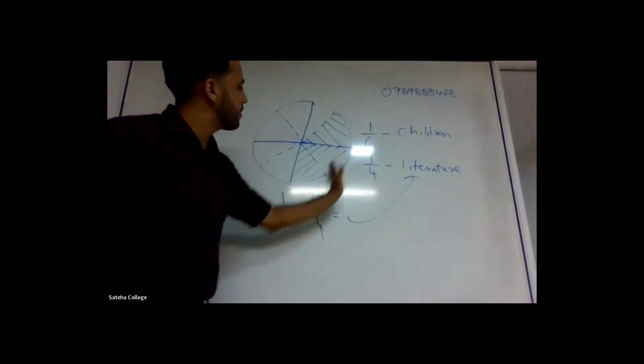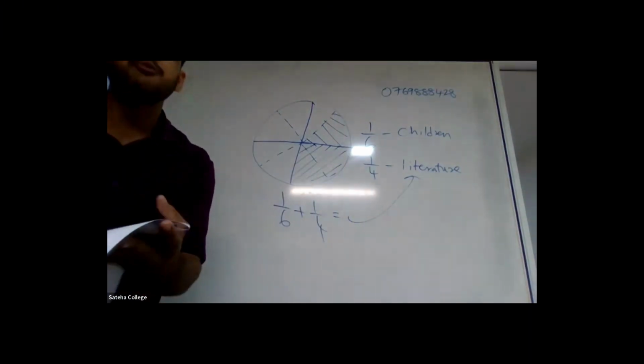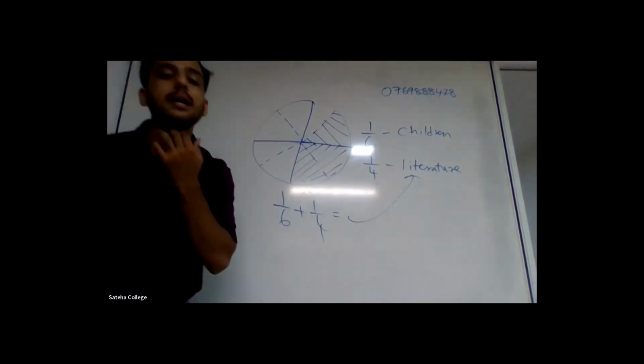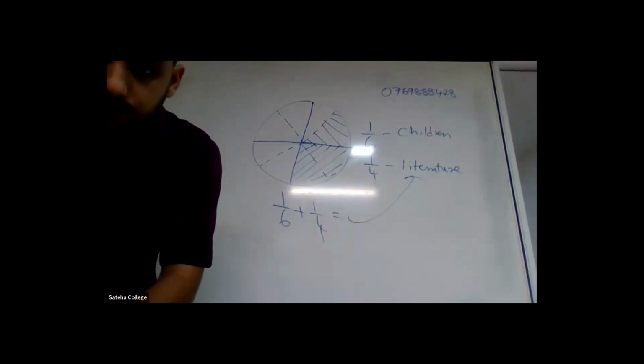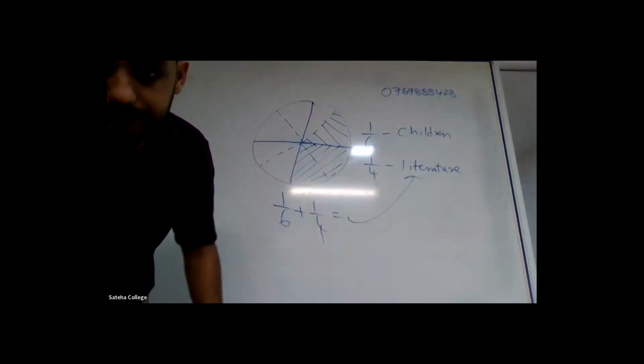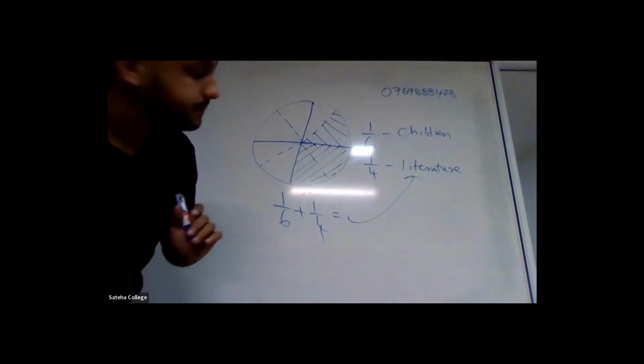This is the total number of books. This shaded part is the number of books, or fraction of books, that he donated to the library. Is that clear until now, everyone? Is it understood? Yes, sir. Okay.